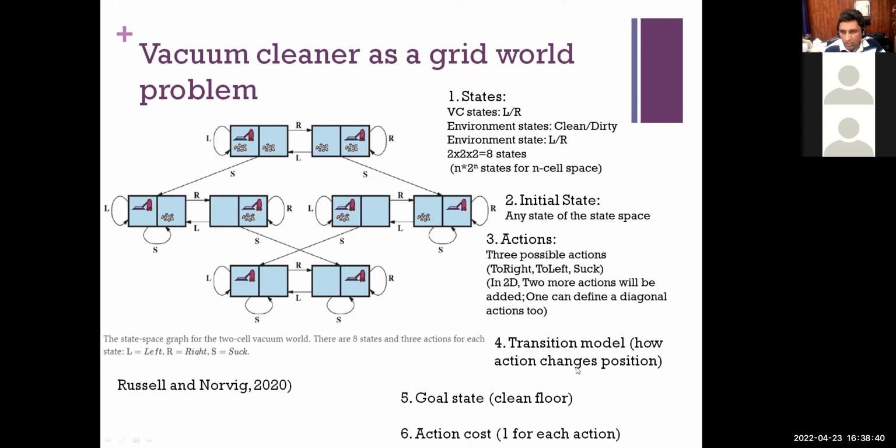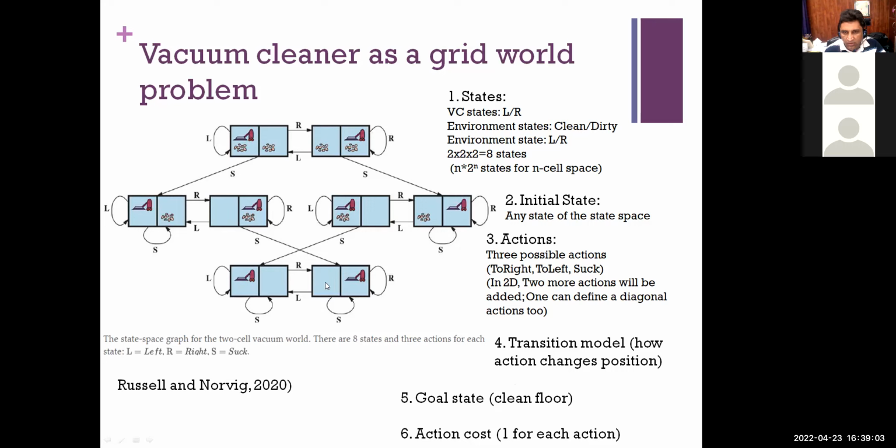And the transition model is how the action changes the position. If the agent turns left, where does it go? If it turns left, it remains here because there is no more tile there. If it turns right, where does it go? It goes here. So that is why this particular transition model adds 2 more states.